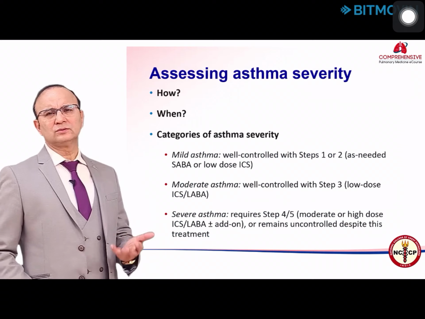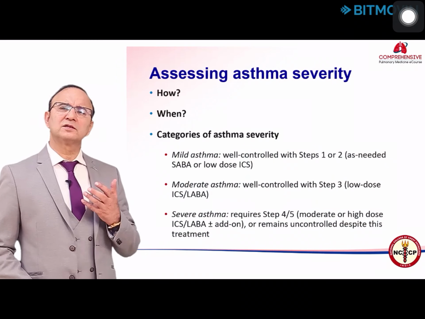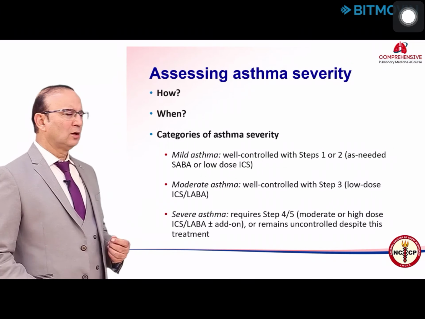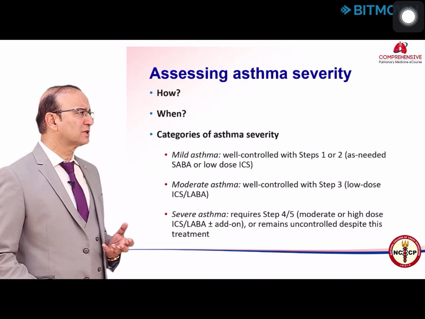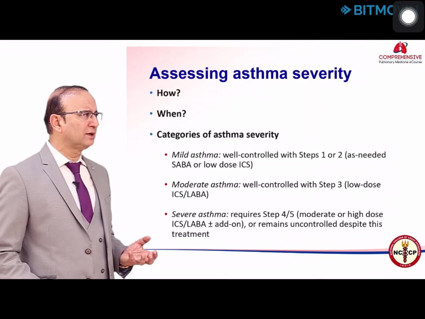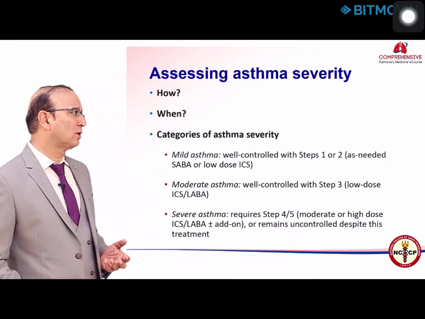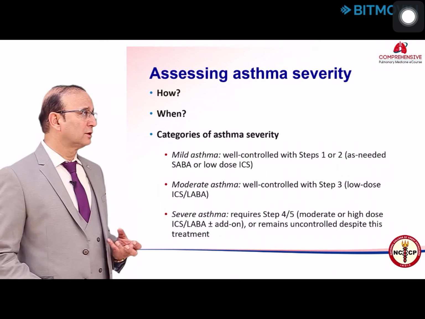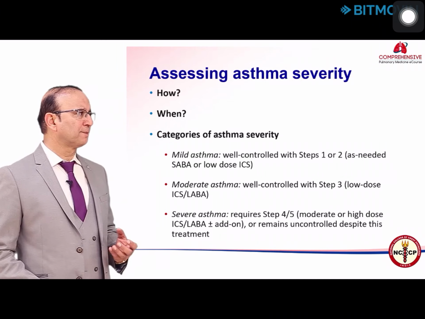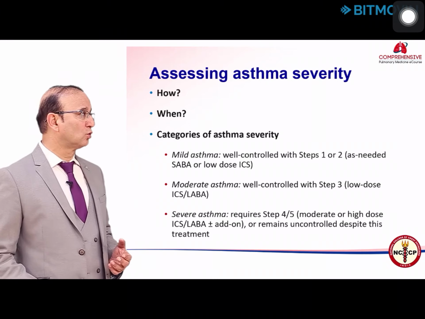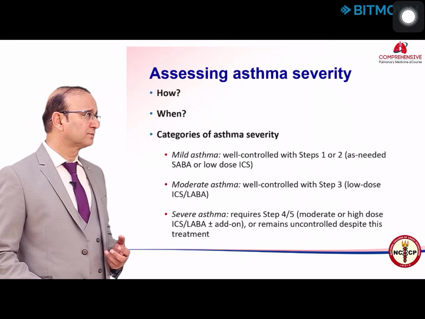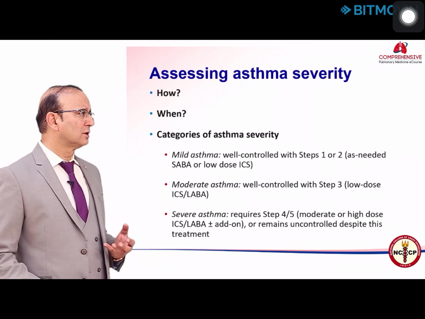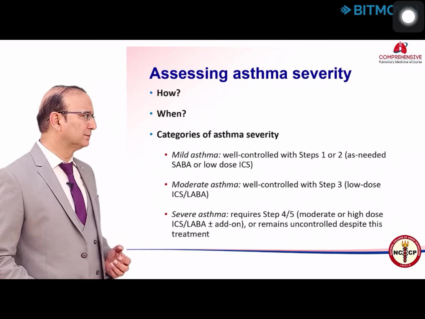Before we treat a patient of asthma, I think it is important to assess the severity of disease. How can you do it? Asthma severity is assessed retrospectively from the level of treatment required to control symptoms and exacerbations. When should you do it? You should assess the asthma severity after the patient has been on controlled treatment for several months. Severity is not really static. It may change over months or years or as different treatments become available.